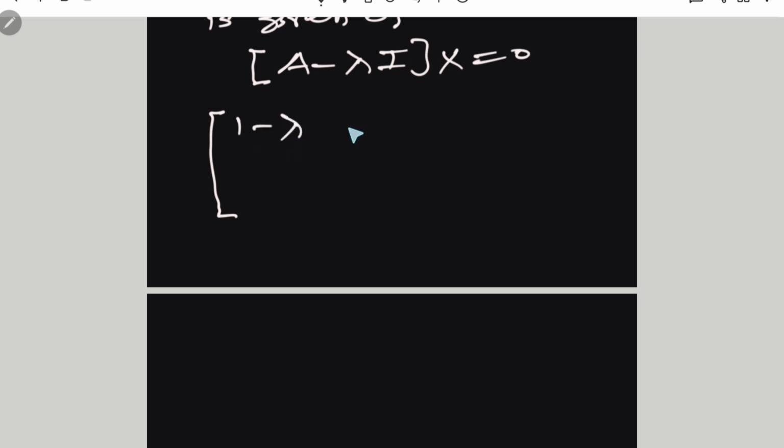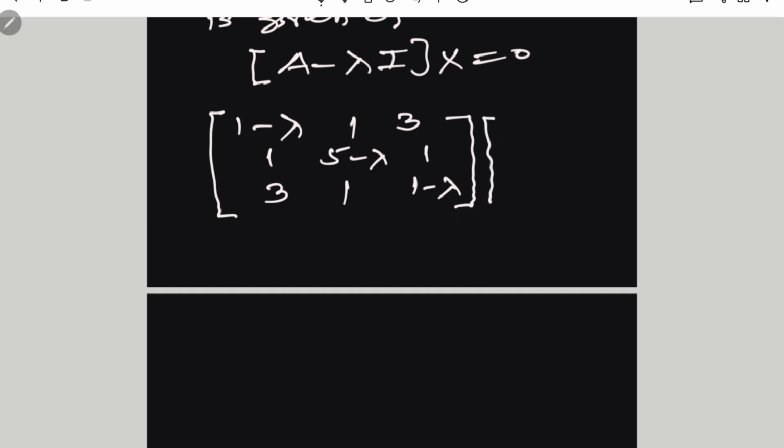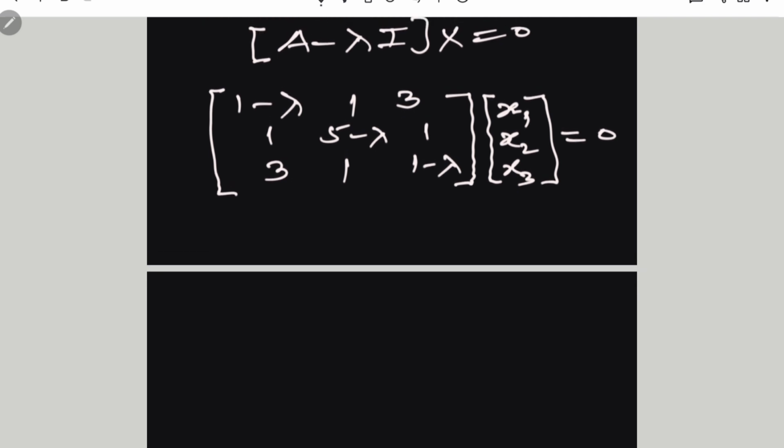1 minus lambda, 1, 3; 1, 5 minus lambda, 1; 3, 1, 1 minus lambda. This is the matrix of A minus lambda I, into a column matrix x1, x2, x3, or x, y, z, whatever you want. I will take x1, x2, x3, and equals a 0 matrix. And then put lambda equals 6 here.